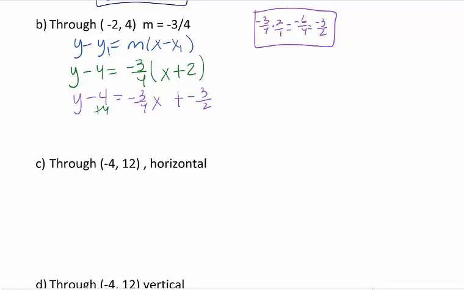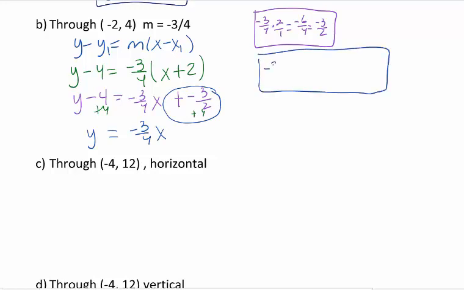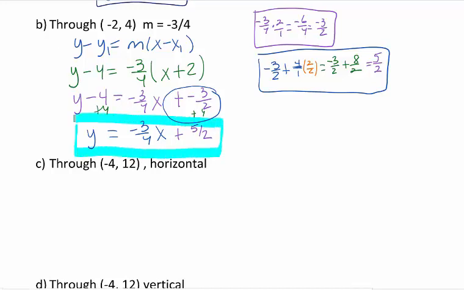So now I'm going to add 4 to both sides. So I'm going to get y equals a negative 3/4 x. And again, I'm going to break this over here so that you can see what I'm doing. So I have a negative 3/2 plus 4 over 1, because it's 4. I need a common denominator, which is 2. So I get a negative 3/2 plus 8/2. Now my denominators match. I can add like terms, so keep my denominator, which is 2. Negative 3 plus 8 gives me a 5. So my answer here is y equals a negative 3/4 x plus 5/2.